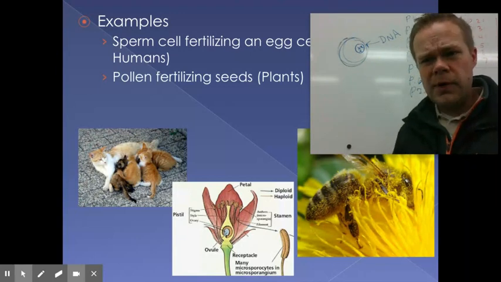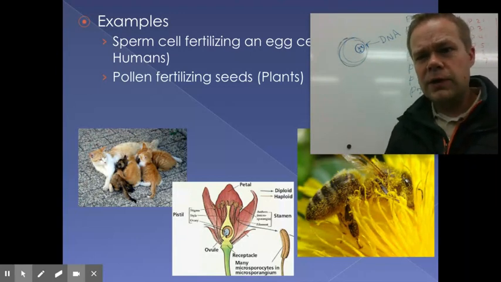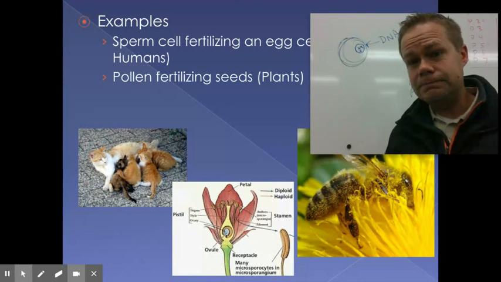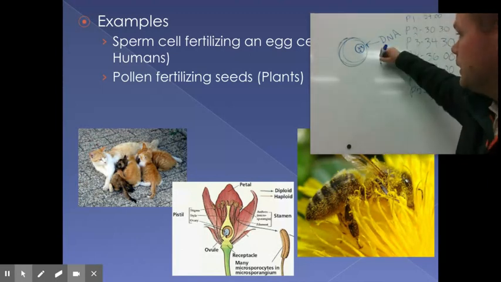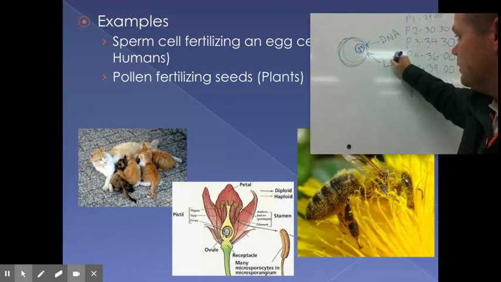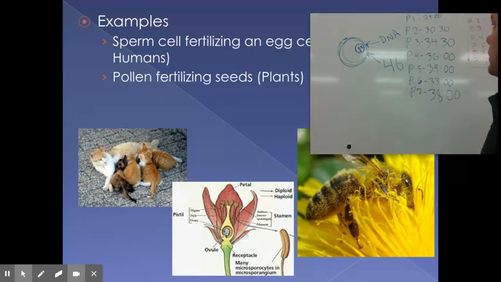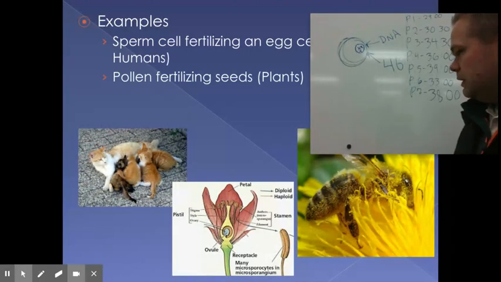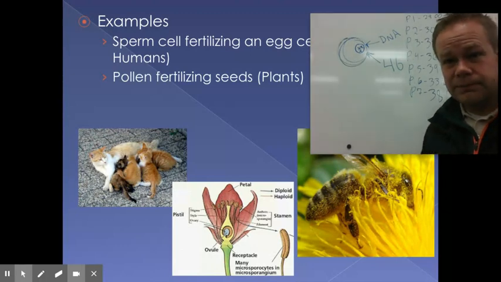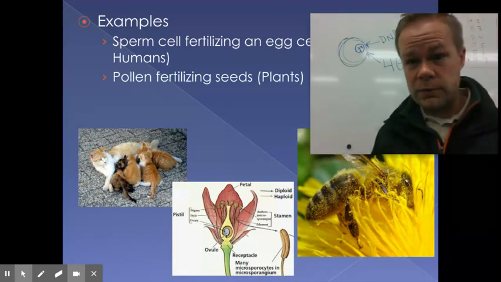Now, do you remember how many chromosomes humans have in their cells? We talked about it briefly, but humans have 46 chromosomes in each of their cells. Every single cell has 46 chromosomes.